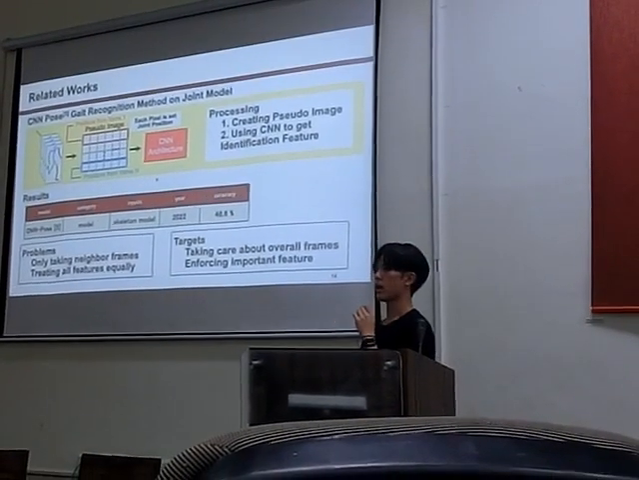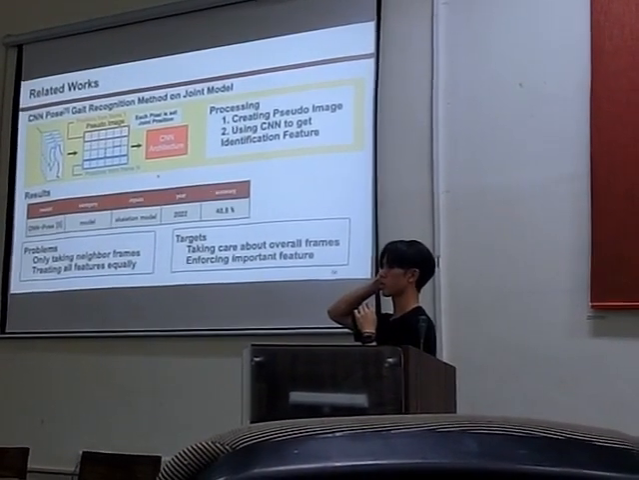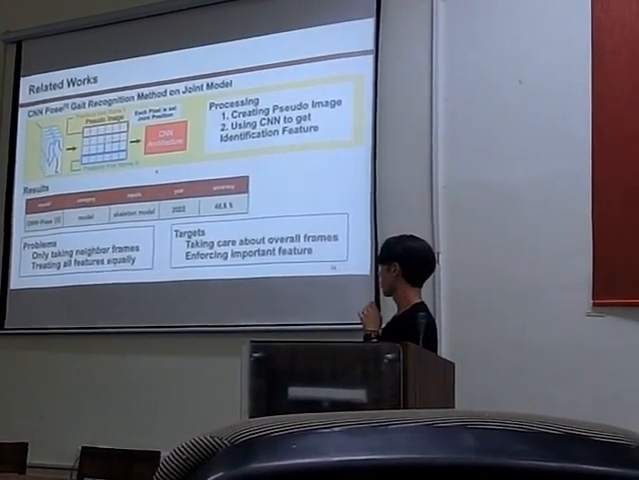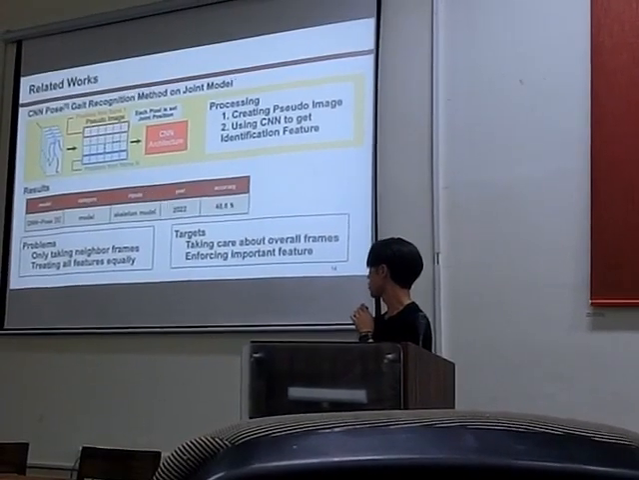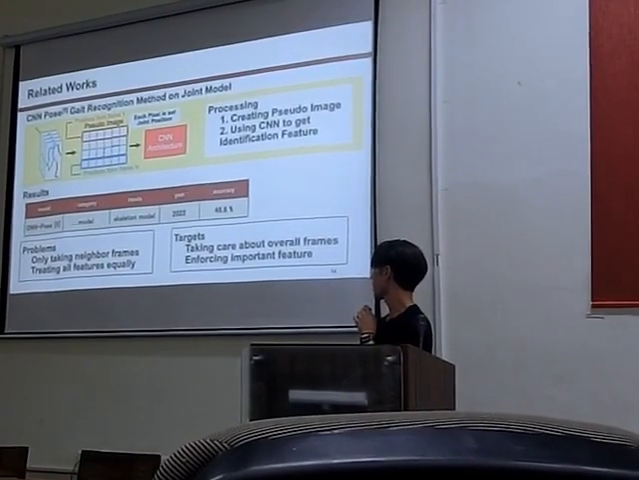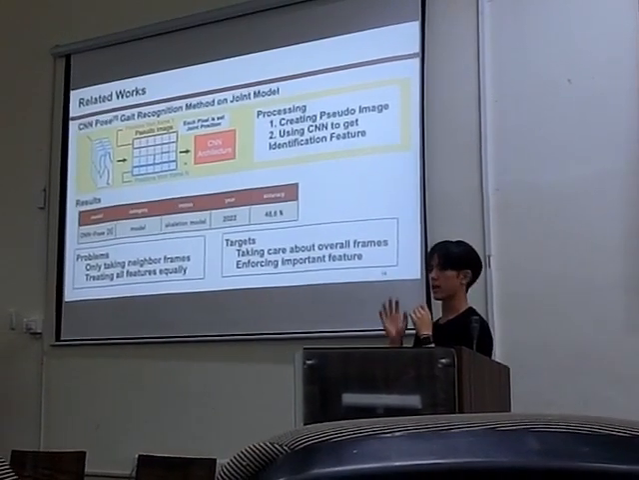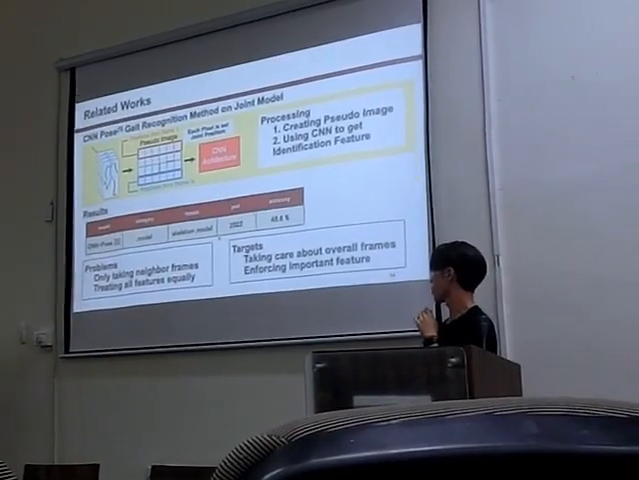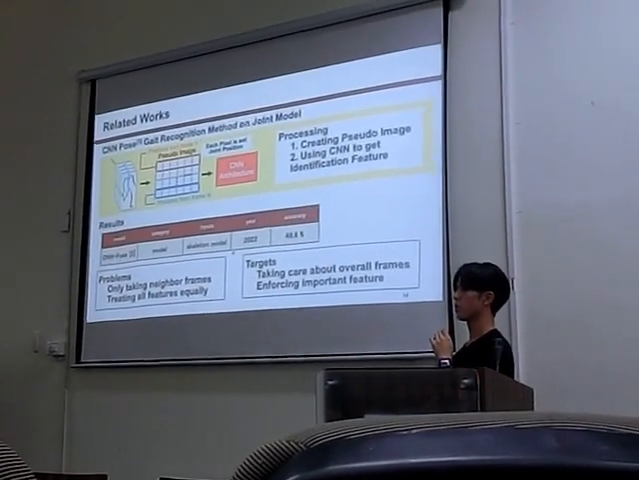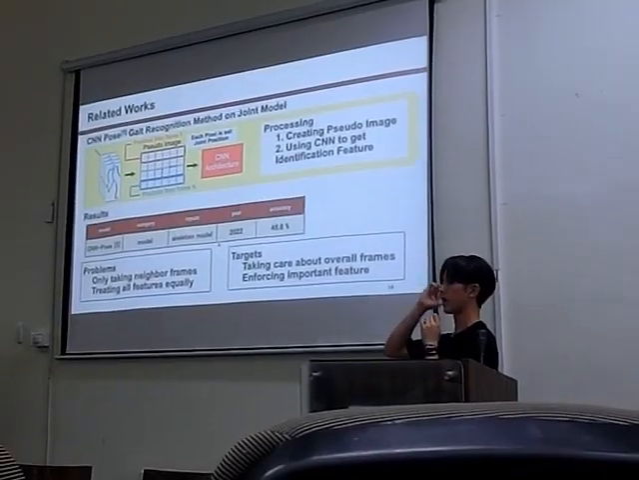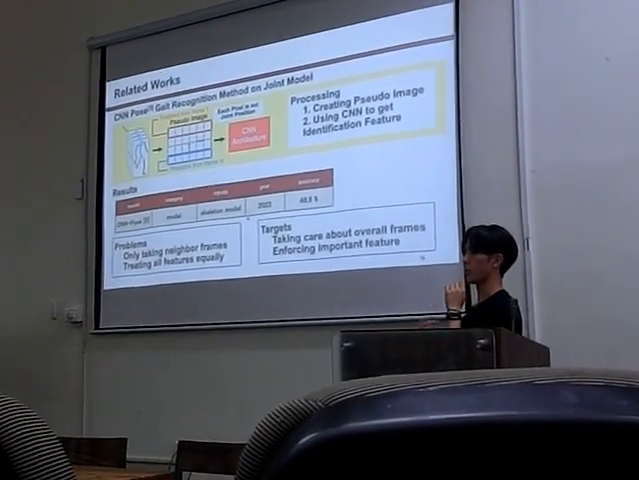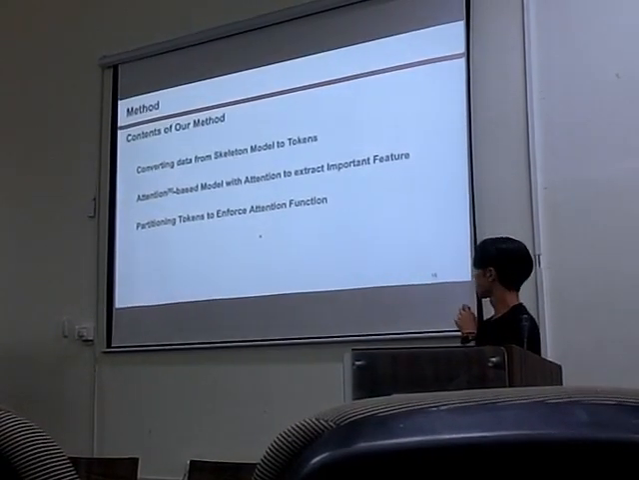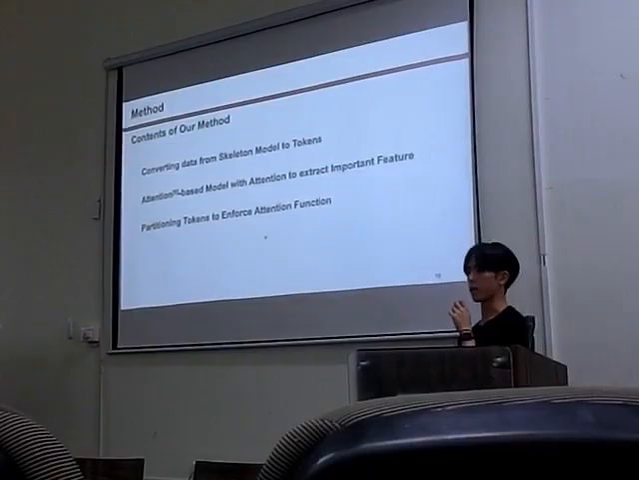Head movement is not so important, but this information is used equally. So in my model, I want the model to take care of the overall frames, not only the adjacent frames. Also, I want to emphasize important features, not treat them equally like head and arm. So I want to include key information for gait. From the next page, I explain my method.